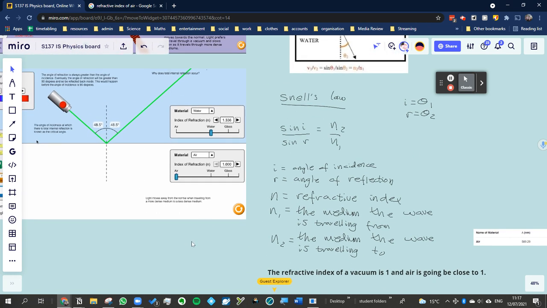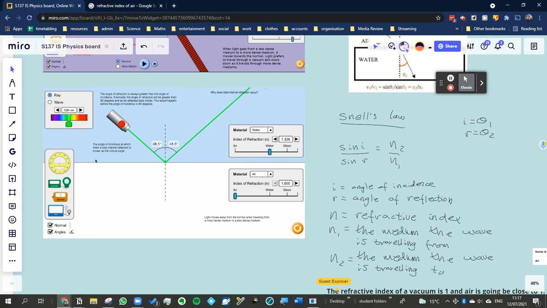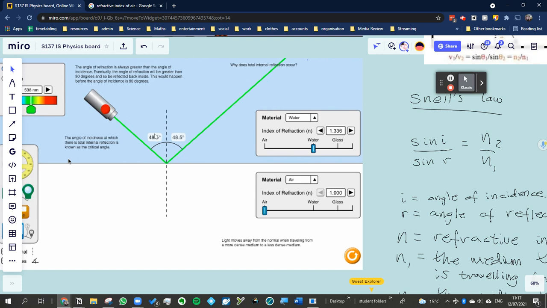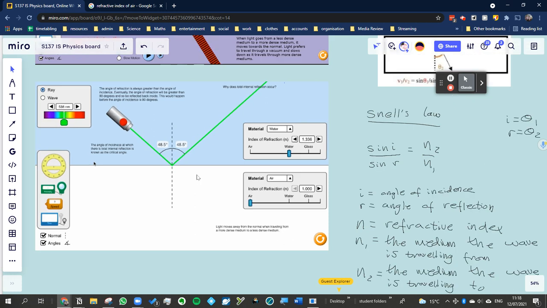Originally we said that when light goes from a more dense to a less dense material, it moves towards the normal, and when it goes the other way around, from a less dense to a more dense medium, it moves towards the normal. When it goes from a more dense to a less dense medium, it moves away from the normal. And that's where you can have total internal reflection, coming out from, say, water to air or glass to air, or anything from more dense to less dense. So we've gone over that anyway.